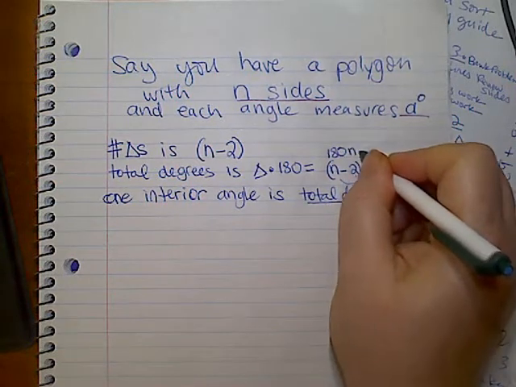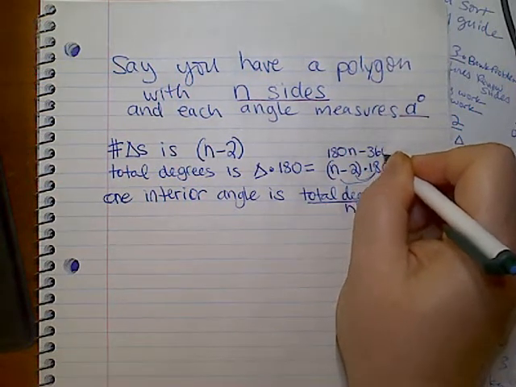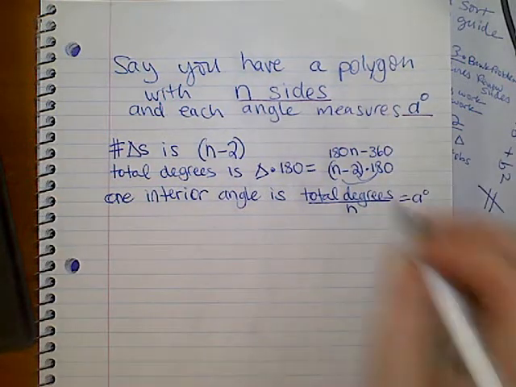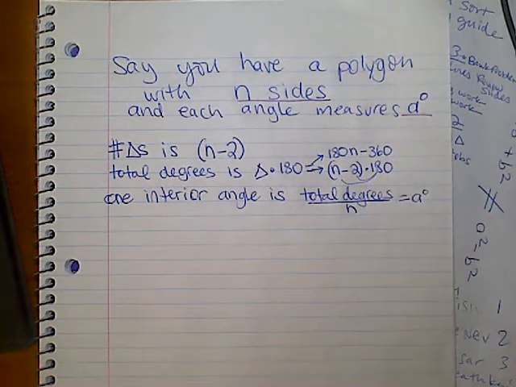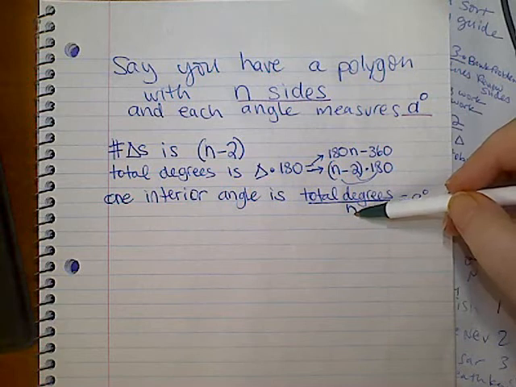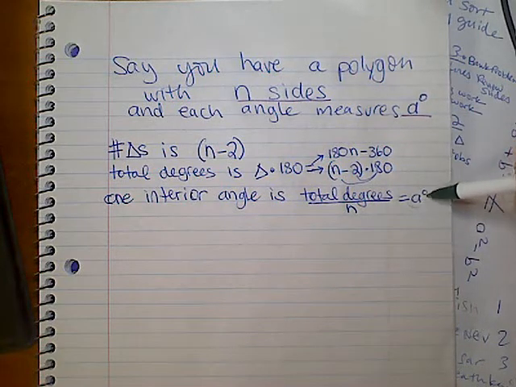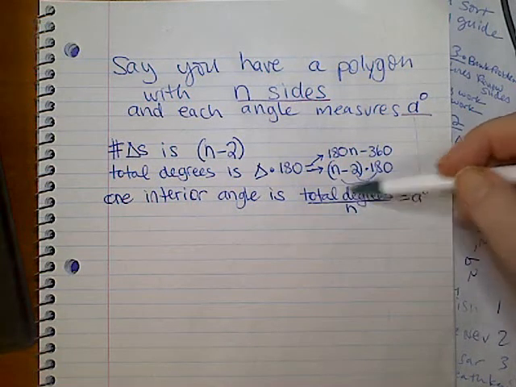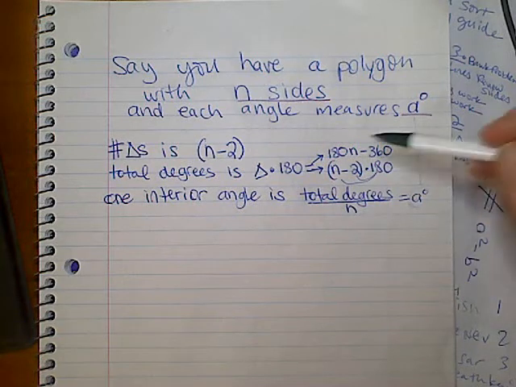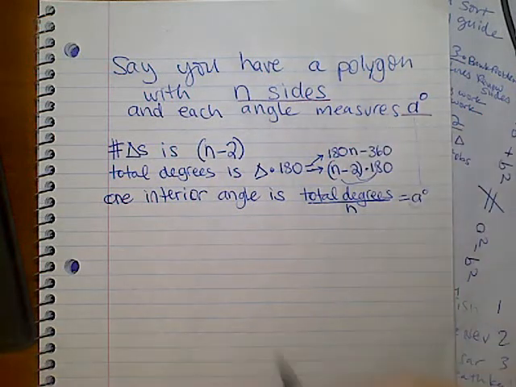180n minus 360. So that's two different ways of writing the total degrees. Now, to get one interior angle, we have to do the total degrees divided by n, and that gives us one interior angle. So let's replace the words total degrees with one of these expressions.